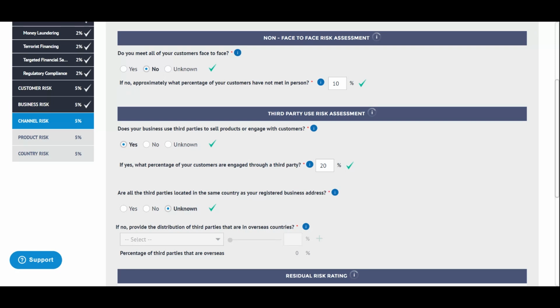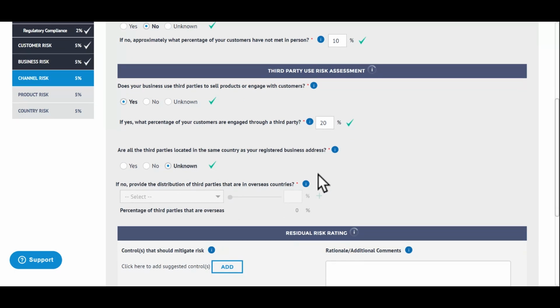If your organization does appoint third-party agents as a means of distributing its products and services, the risk assessment assesses the location of any third-party agents and the proportion of third-party agents that operate in each jurisdiction, to assess the risk exposure based on the country risk, since some countries are considered to be higher risk from a money laundering and terrorism financing perspective than others.